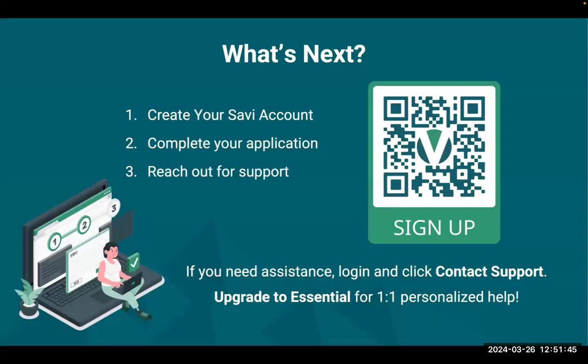All right, so a couple of next steps here. First, you're going to want to make sure you create that Savi account. And again, verify your NYU Langone email address. Then you're going to want to complete your Savi application. This is going to allow you to then submit all those applications, get started on your savings, and get credit towards public service loan forgiveness.